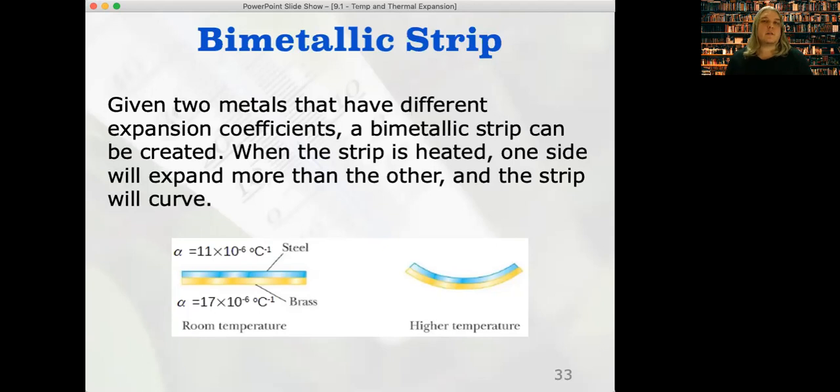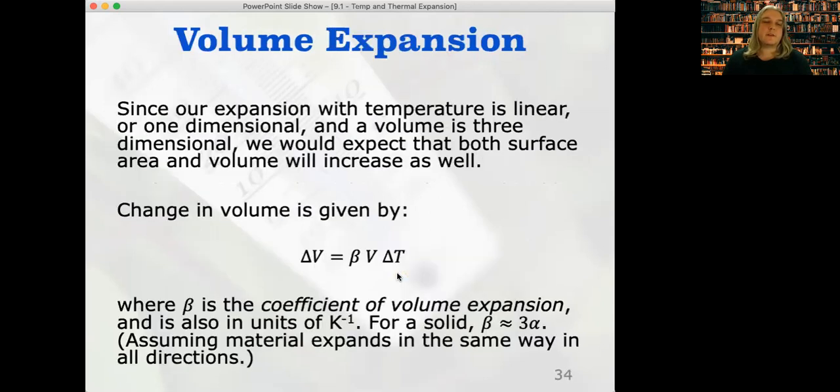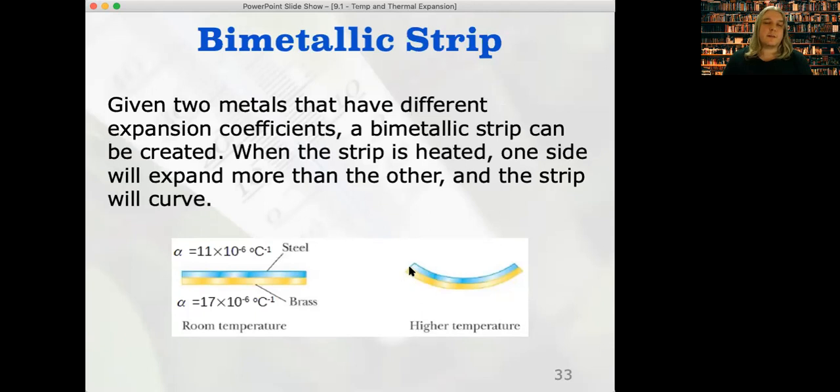As the temperature increases, the different halves of that are going to try and expand different amounts. The brass is going to try and expand more than the steel would, and that results in a curved shape, because when we're curved, the inside half is now shorter than the outside half. So the different coefficients of expansion force it to start to bend.